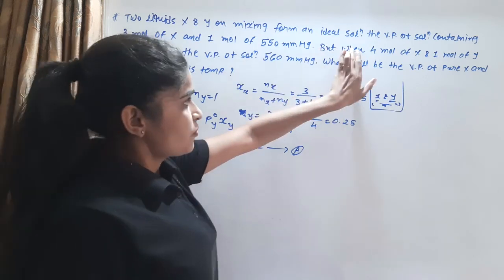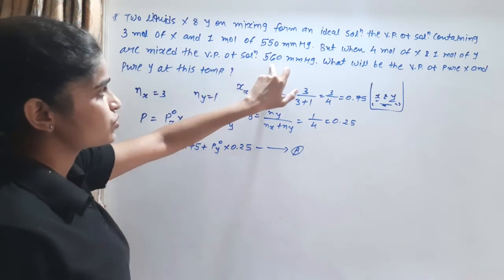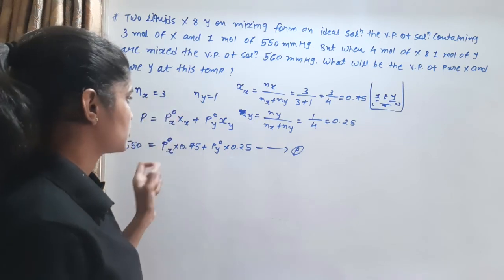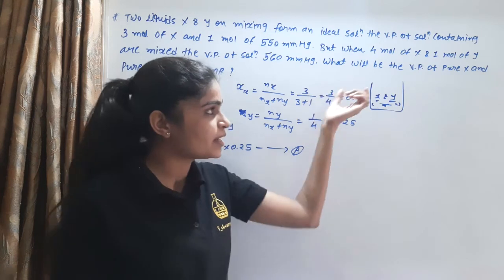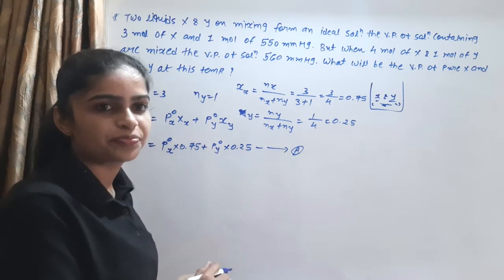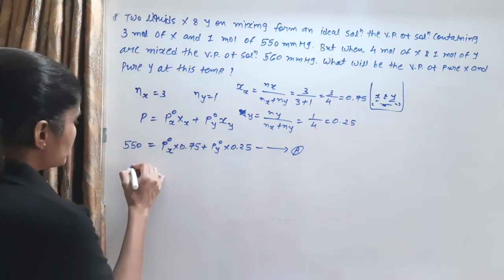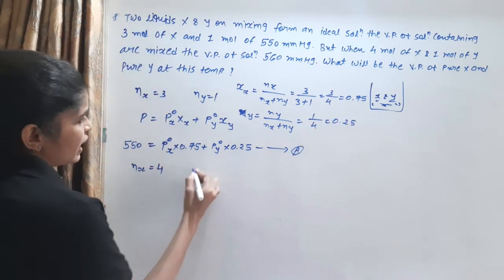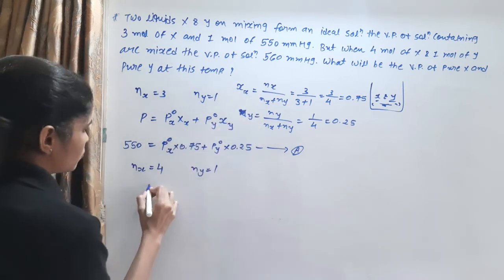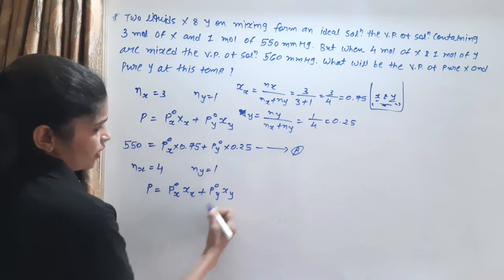Then, when 4 mole of X and 1 mole of Y are mixed, the vapor pressure of the solution is 560. What will be the vapor pressure of the pure X and pure Y at this temperature? Find out the vapor pressure of the pure components, so find out P0X and P0Y. The next condition given is 4 mole of X and 1 mole of Y, so NX is equal to 4 and NY is equal to 1. In the same way find out the mole fraction. So P is equal to P0X XX plus P0Y XY.